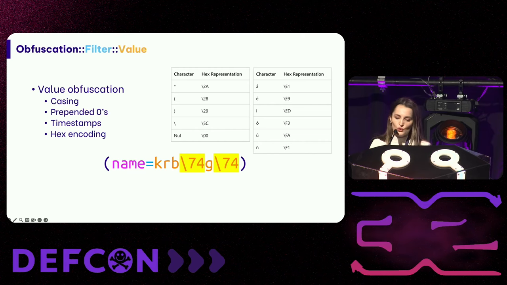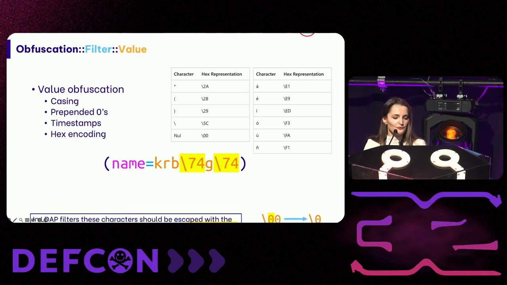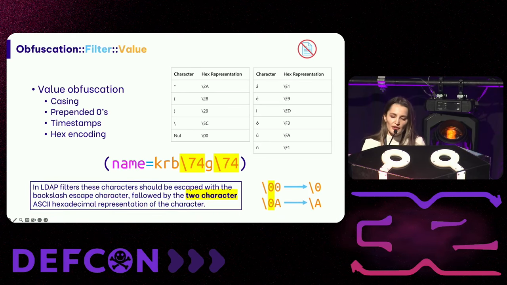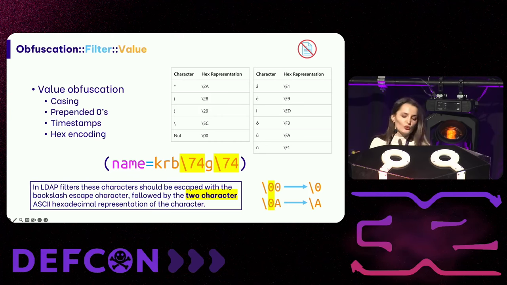Again, our parser parses, decodes all the values, so it's all being handled. One undocumented thing is that Microsoft says that the hex representation should be followed by two characters, representing the ASCII hex character, but that's actually not true for the first 16 characters. You can drop the leading zero and it's still going to work.